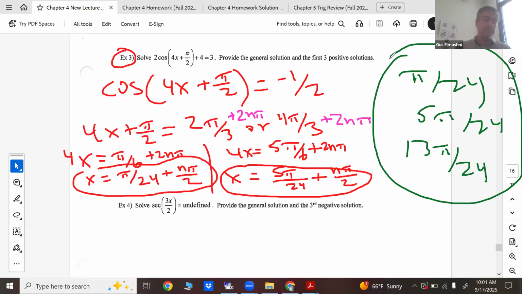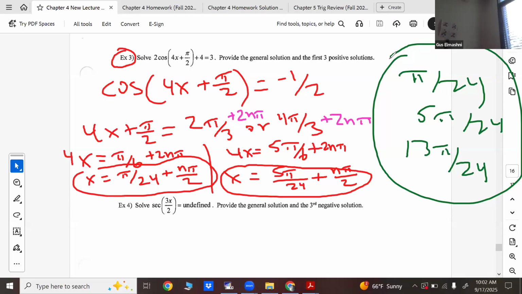You're going to add, so the first three positive answers are what you see. Then you go and do one, right? Find the LCD. Pi over 2 is 12 pi over 24. Yeah, so fractions. No, we want to find the first three positive solutions as part of the question.